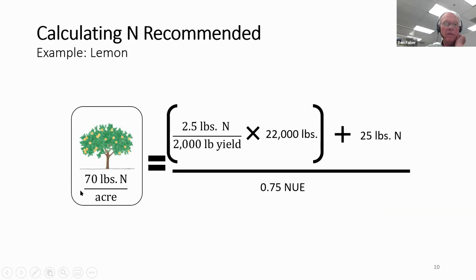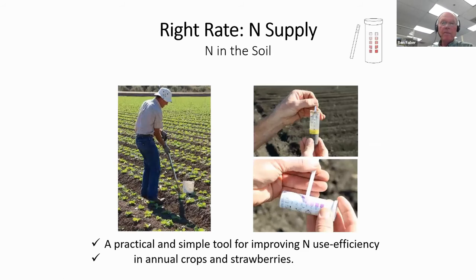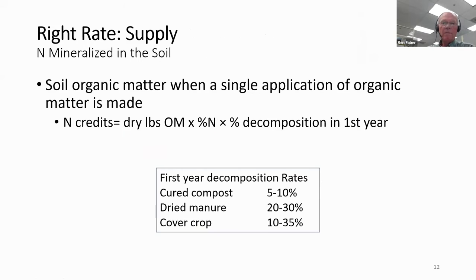And this would mean that we'd be putting on about 70 pounds of nitrogen if we put this into our estimate formula. Now, if you have a lower estimate of efficiency, you have a lower yield or a higher yield, you might have to change this value. Okay, right supply for annual crops is best done with soil nitrogen tests. These are fairly easily done, and that will give you a pretty clear example of how much to apply.